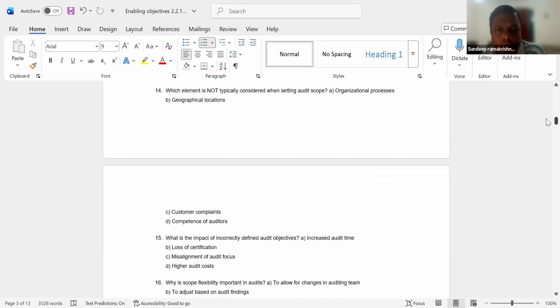Okay, question 14. B, sir. Okay. So all of you understand what is question 14? Which element is not typically considered when setting the audit scope? Typically not considered.